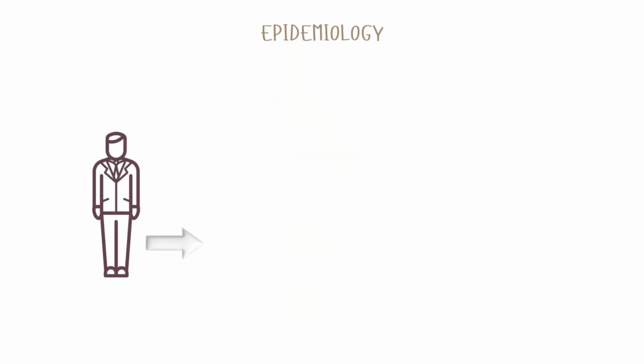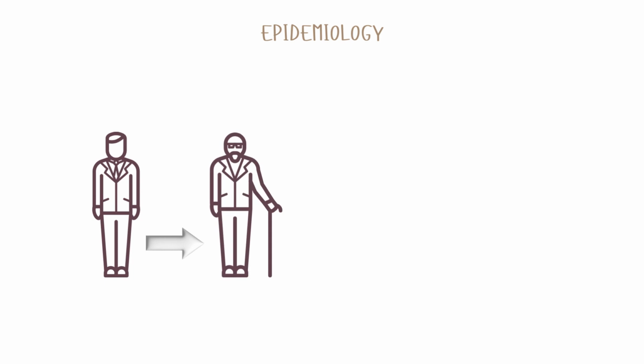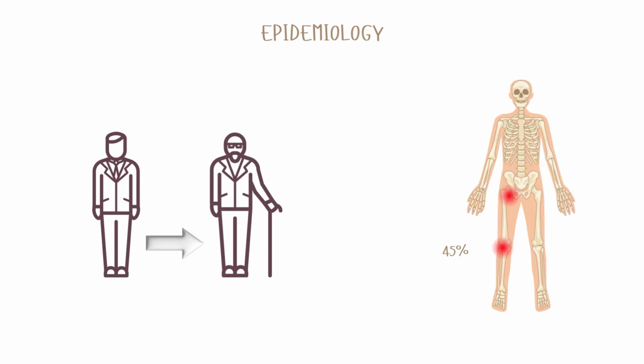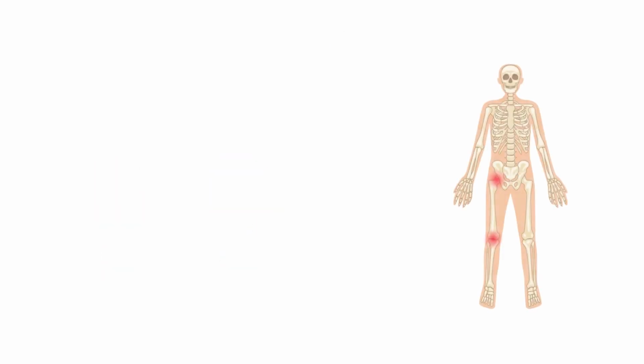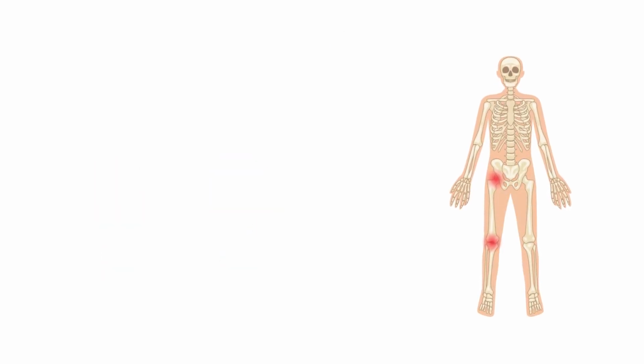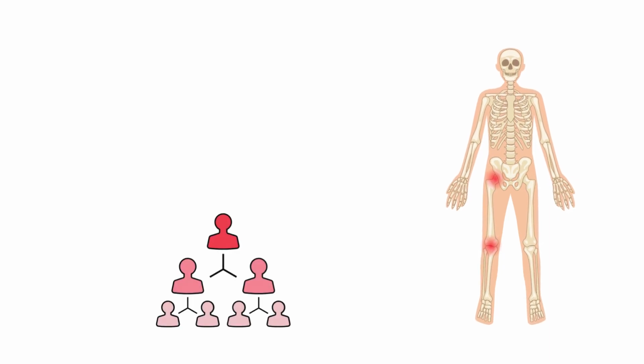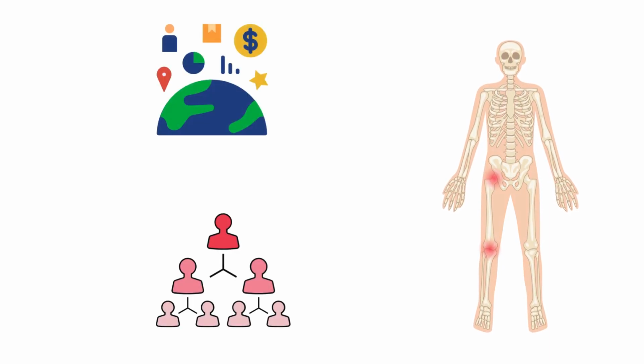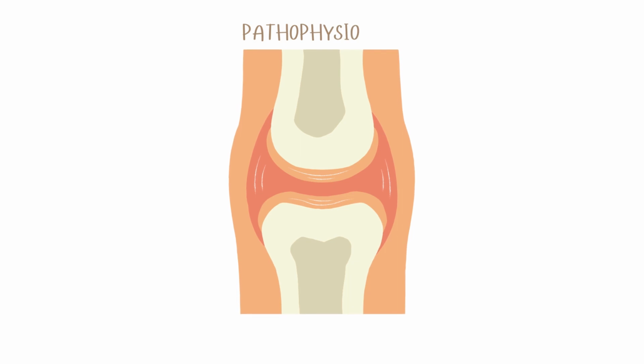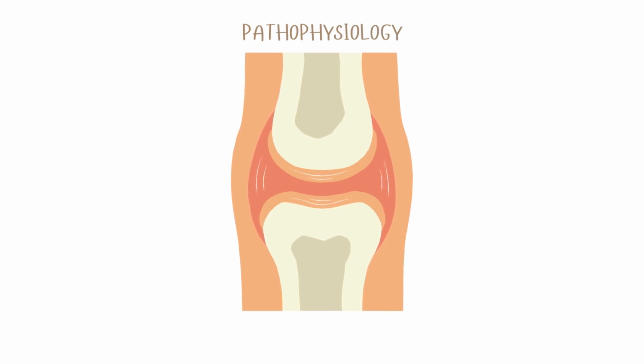The prevalence rises with age, and it has been estimated that 45% of all people develop knee osteoarthritis and 25% develop hip osteoarthritis at some point during life. Osteoarthritis is a complex condition influenced by both genetic and environmental factors. Degeneration of articular cartilage is a key feature of the disease.